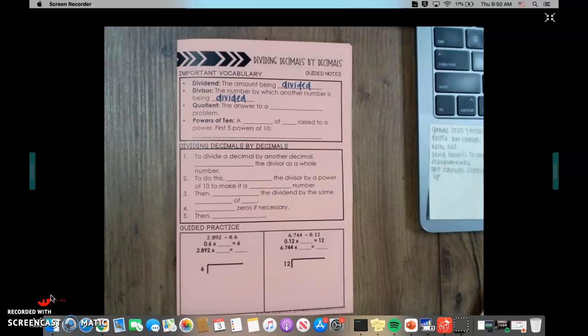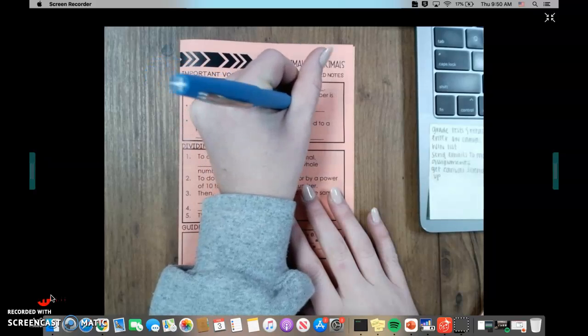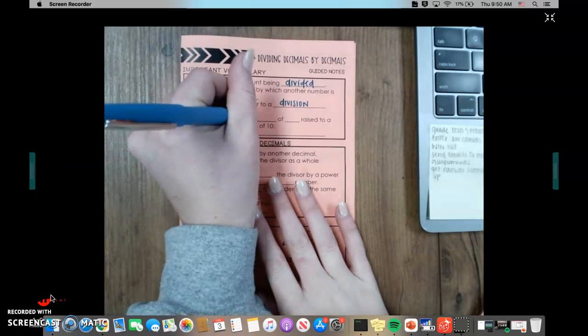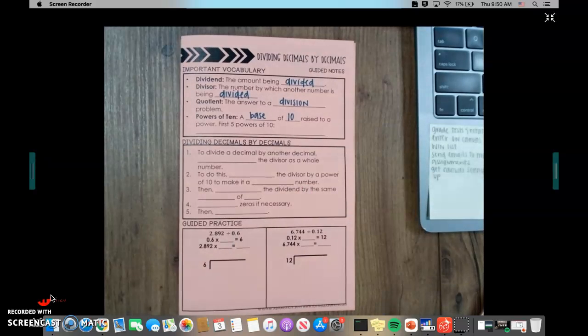Okay. The next vocab word is quotient. The quotient is the answer to a division problem. Okay. And then the last vocab word is powers of 10, which is a base of 10 raised to a power. So we're going to talk about the first 5 powers of 10.